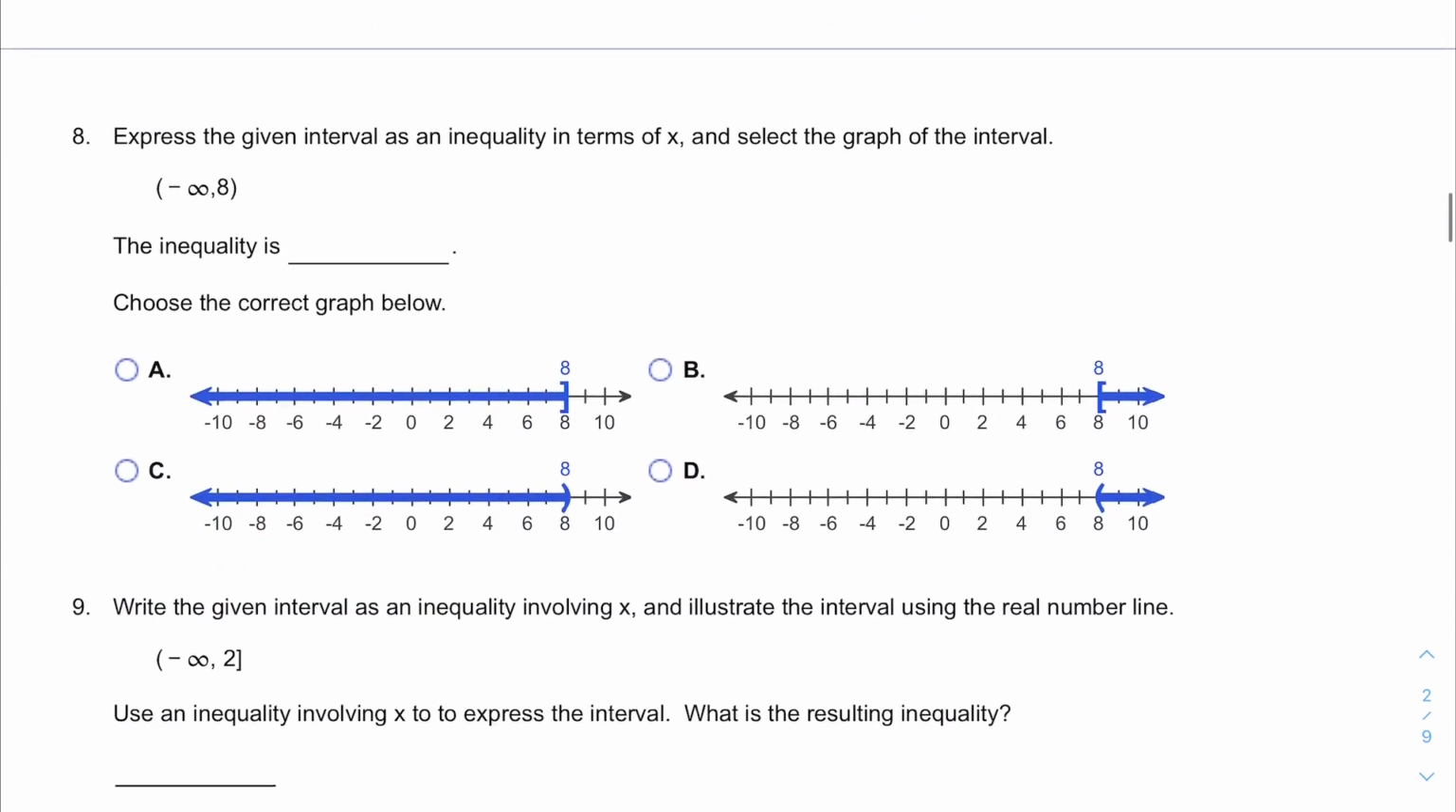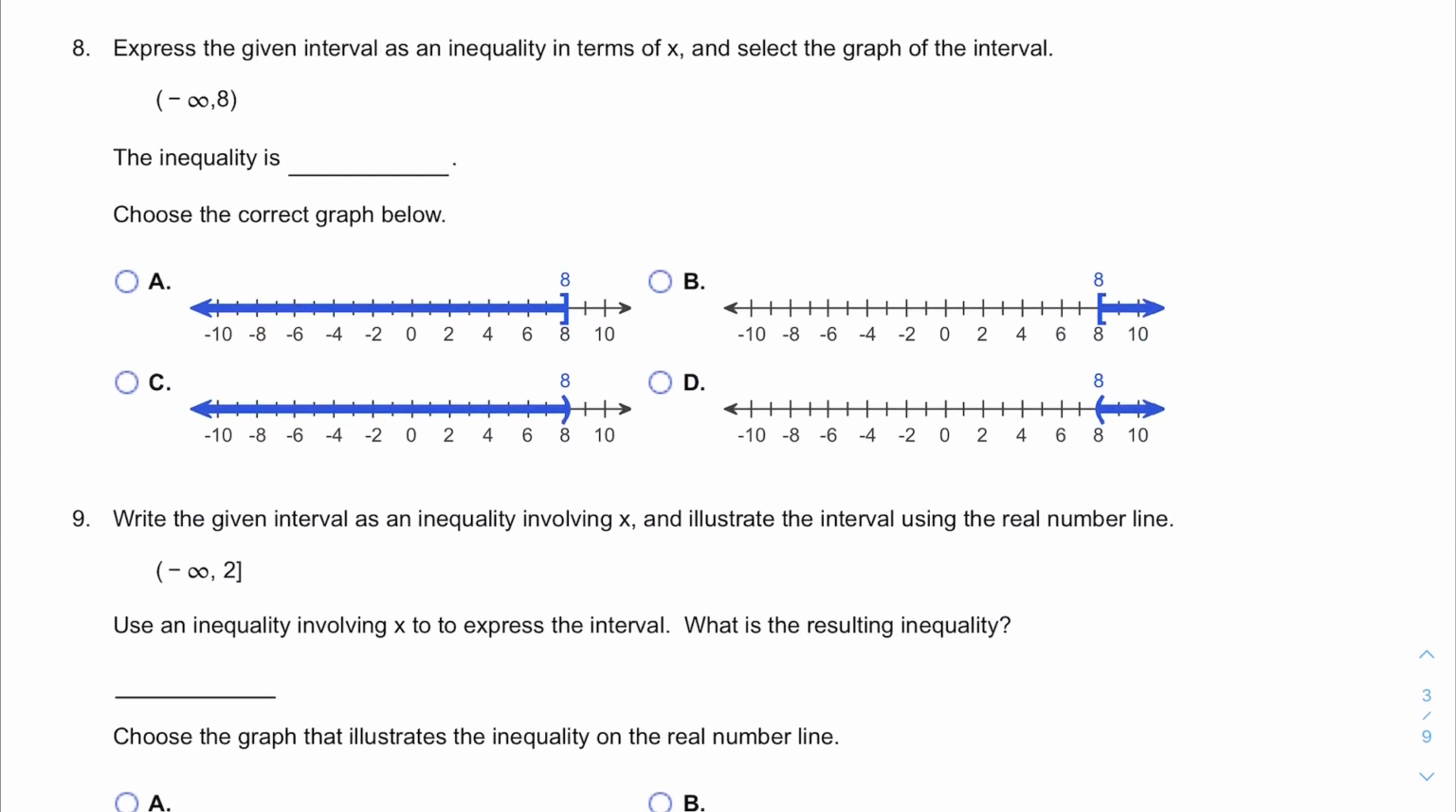Okay, let's go to number 8. Express the given interval as an inequality in terms of x and select the graph of the interval. So let's make a graph of this. It says the smallest value on this interval is -infinity, so we know it's just going forever to the left. Let's put some important points like 0, and it looks like 8's important. Remember, the smallest is on the left. And the biggest value on the interval is 8. So the question is, is it open or closed? Well, parenthesis means it's open. So that's what it looks like.